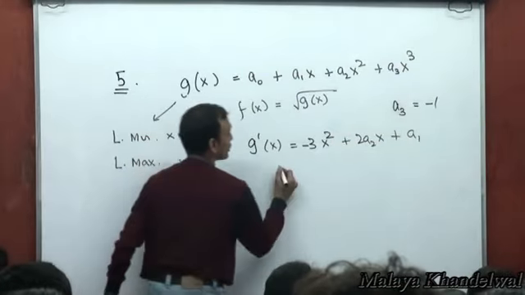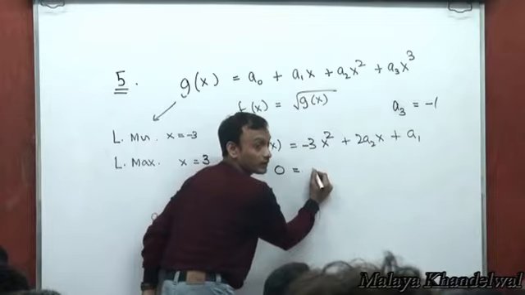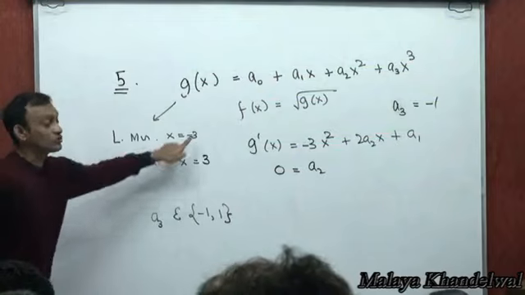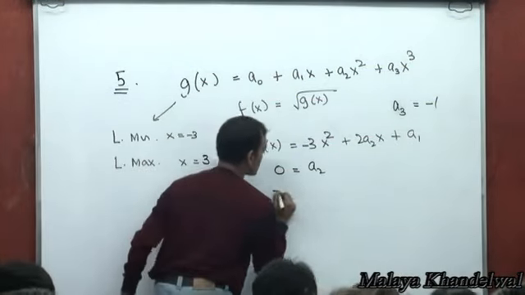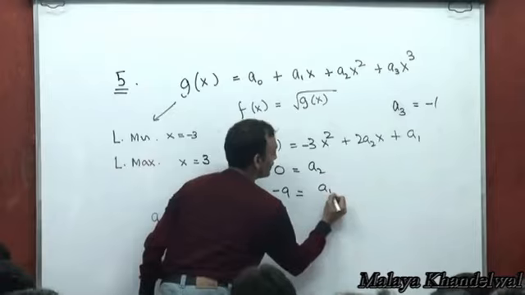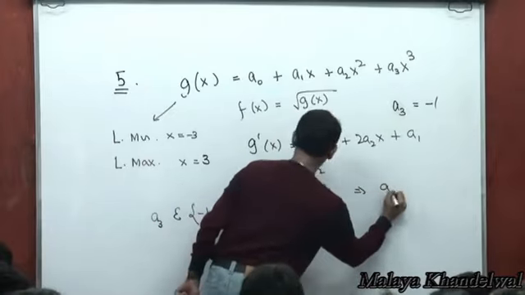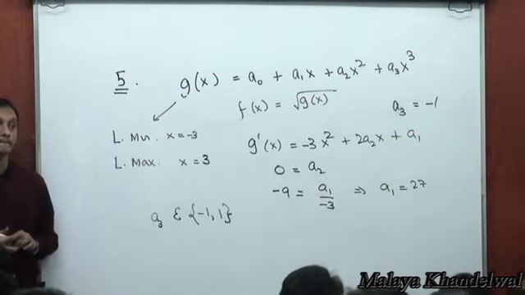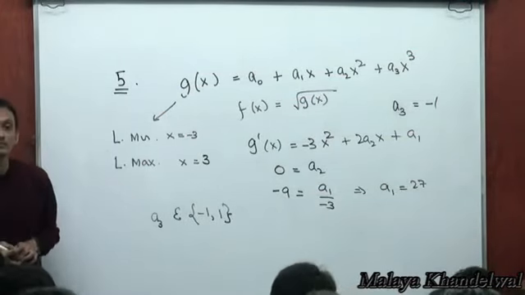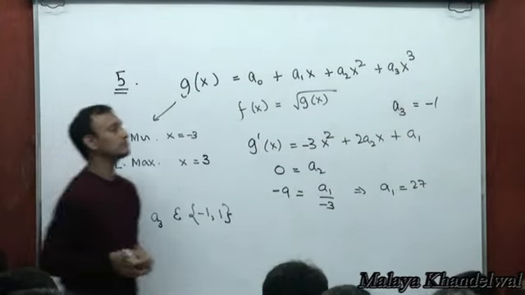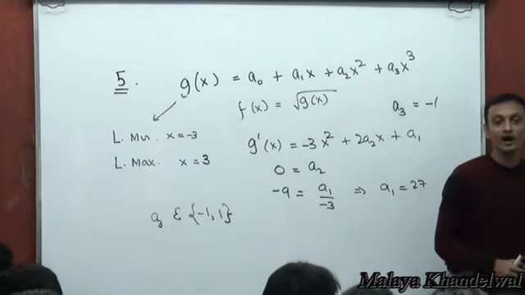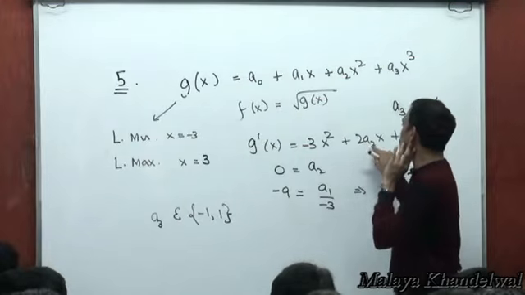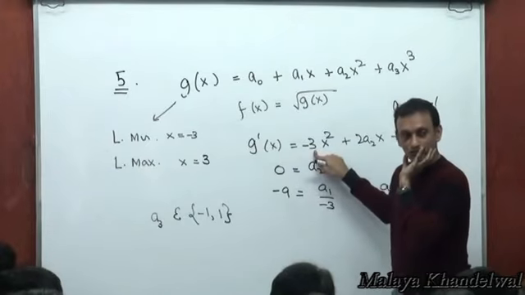So sum of the roots is 0, which would be minus b by a. So that would mean a2 is 0, sum of the roots, right? And the product of the roots, which is -9, must be a1 by -3. So a1 must be 27. Are you there with me on this? Sum of the roots 0, minus 2a2 by -3. So a2 is 0, sum of the roots being 0. Clear?